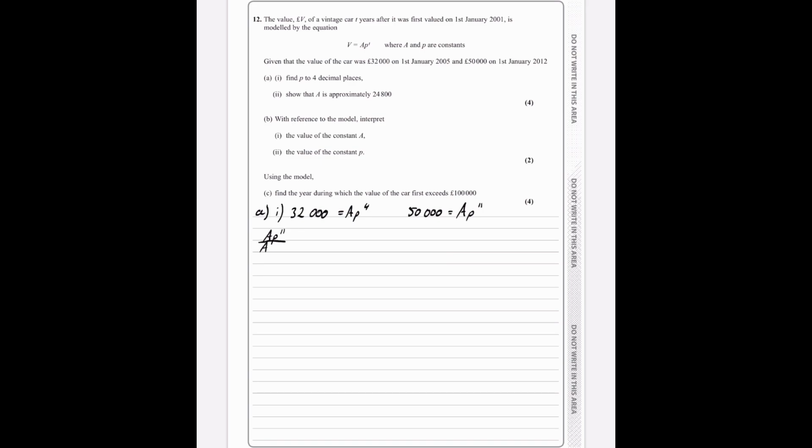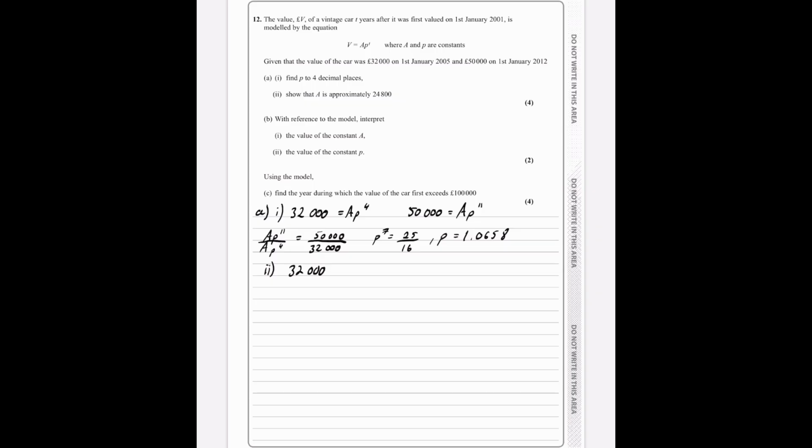So we have two simultaneous equations here. A nice little trick to simplify them is to divide one by the other. There are other ways of doing it. You can make A the subject. You can try and make P the subject if you want. But if we just divide one by the other, the A's will cancel really nicely. We'll get P to the power of 7 equals a simplified 50,000 over 32,000, 25 over 16. Find the 7th root of that. On the calculator, P comes out as 1.0658 to 4 decimal places.